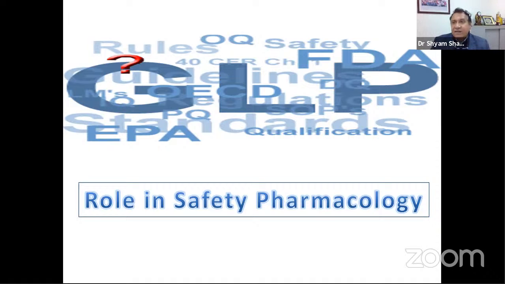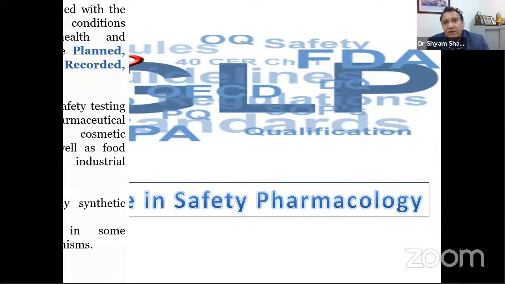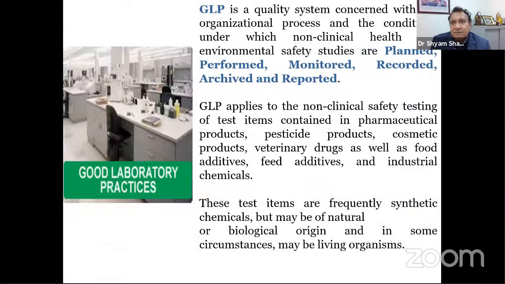And I can proudly say that Dr. Mohanan has rich experience, more than 20 years as a GLP inspector. So now you can see Sri Chitra has so much expertise in GLP. Being a GLP inspector, he has conducted a lot of inspections, and I can say that he's the pioneer in GLP studies. And GLP is a quality system concerned with the organizational process and the conditions under which non-clinical health and environmental safety pharmacology studies are planned, performed, monitored, recorded, archived, and reported.